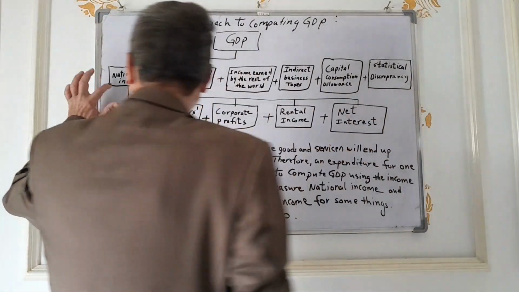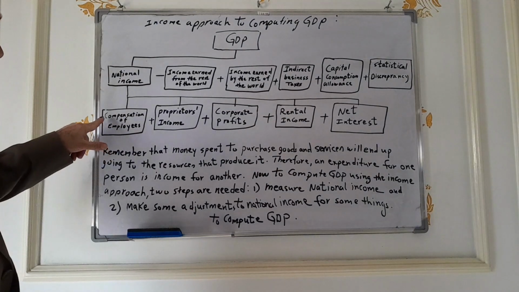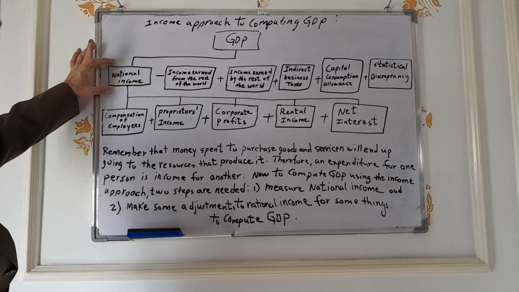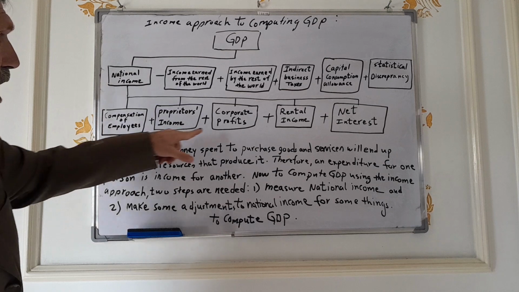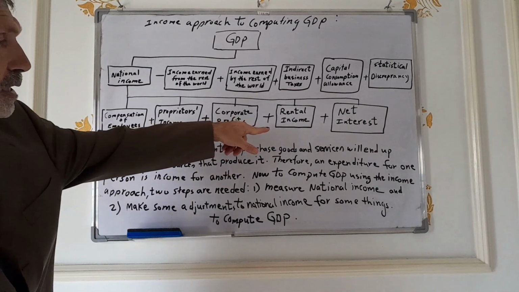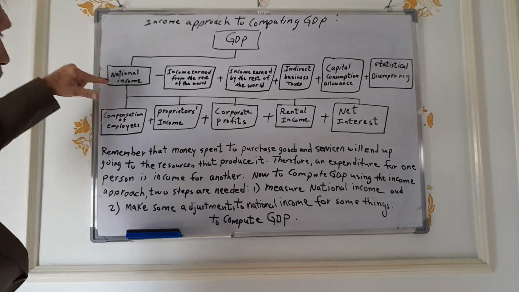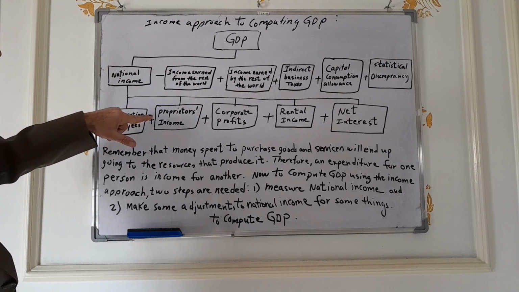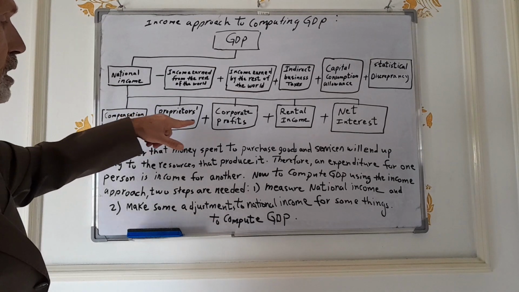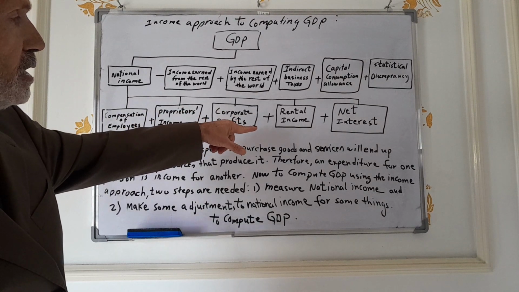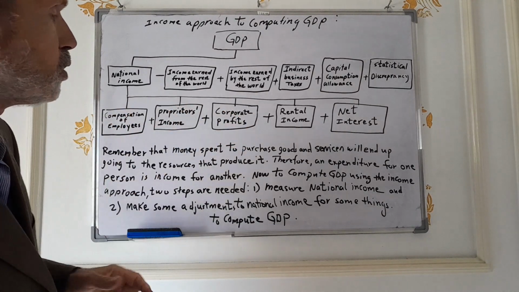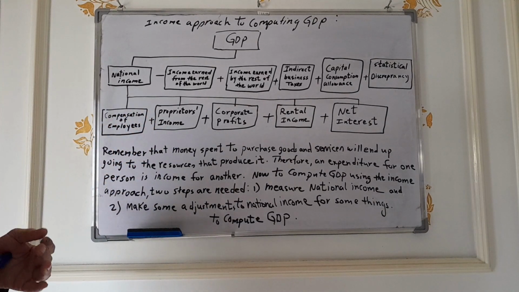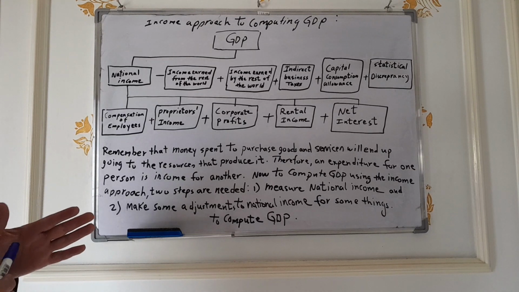Now, national income first consists of compensation of employees. Then national income is computed by adding those 5 items, as you can see underneath this flow chart. So national income equals compensation of employees plus proprietors' income plus corporate profits plus rental income plus net interest. So once national income is calculated, then we have to make certain adjustments for some things.